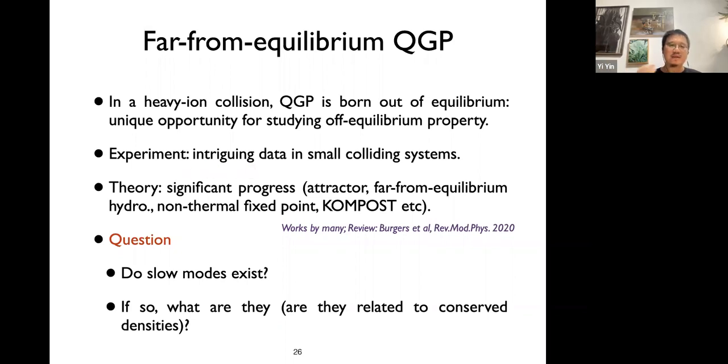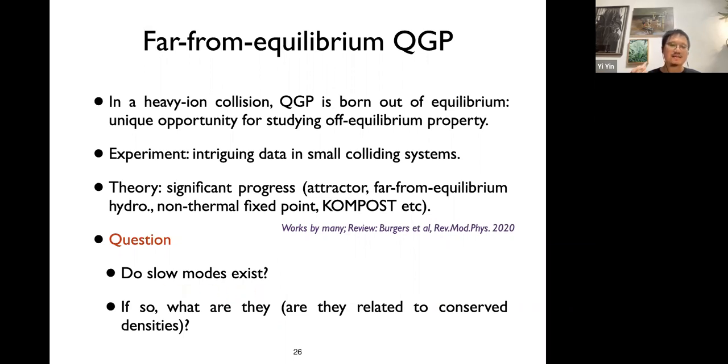And experimentally, there are some interesting and intriguing data in small colliding systems. On the theory side, we also know there has been significant progress. You may have heard about the attractors from far-from-equilibrium hydro, non-thermal fixed points, the Compost framework, etc. This is a summary of the recent development. But in my mind, there are still important qualitative questions which are still under debate, and our investigation is only at a very initial stage. Namely, in far-from-equilibrium QGPs, in an environment similar to the initial stage of hadron collisions, do slow modes exist?